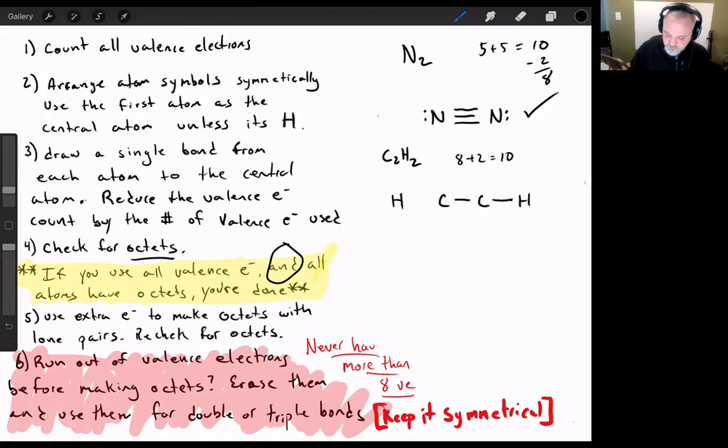1, 2, 3. So I used 6. So now I have 4 electrons left. So 1, 2, 3, 4. The carbon on the right still needs an octet. So let's try to make a double bond there.